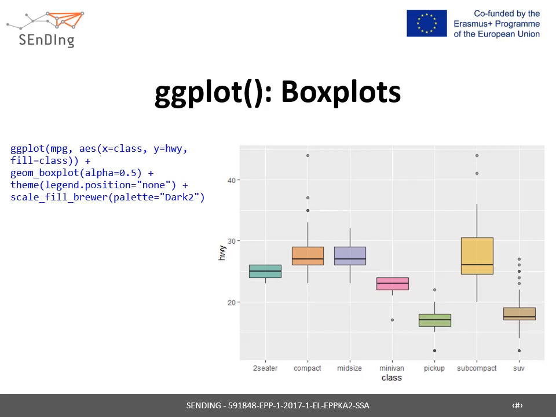We also apply transparency 0.5. We remove the legend, and use a predefined color palette. The fact that we want to generate a box plot for all data points that belong to the same car class is determined by passing to argument fill the value class.